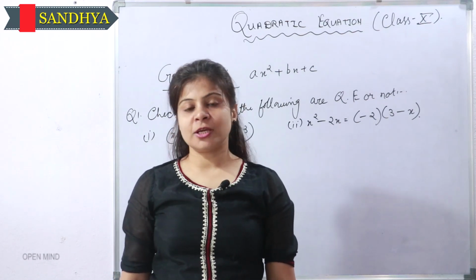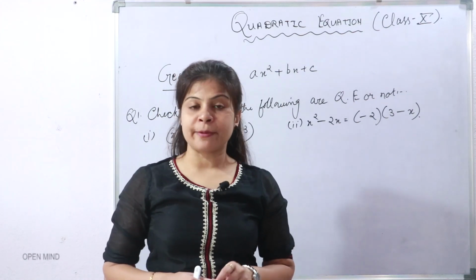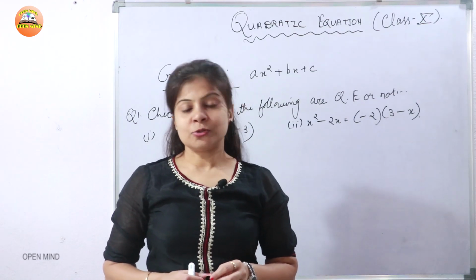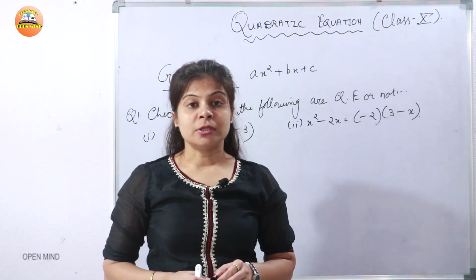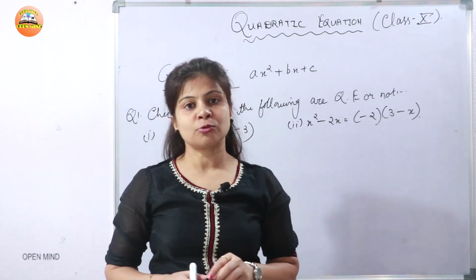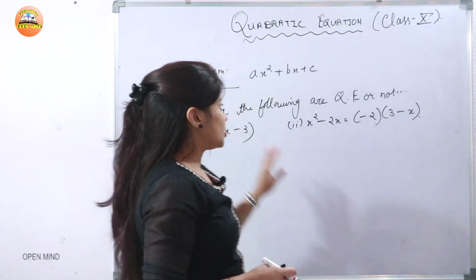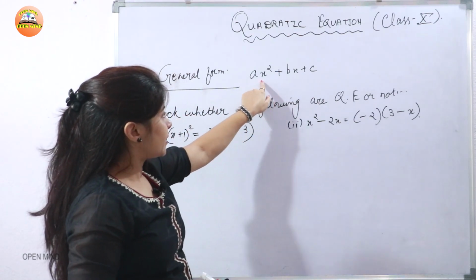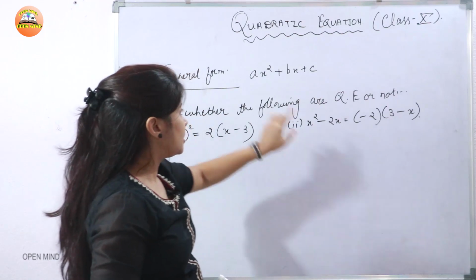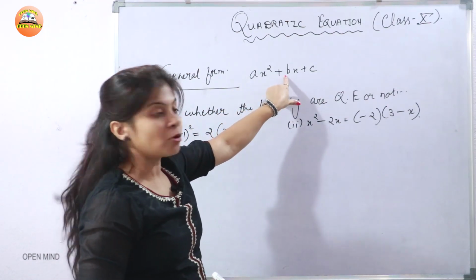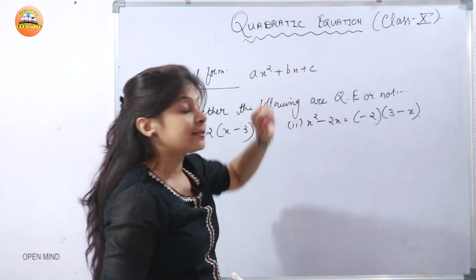Today we will be starting a very new chapter of class 10, which is called quadratic equation. The equation in which the highest power is 2 is called a quadratic equation. The general form of the equation can be written as ax square plus bx plus c, where a is the coefficient of x square, b is the coefficient of x and c is a constant term.